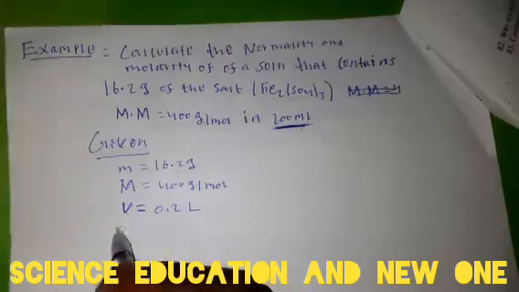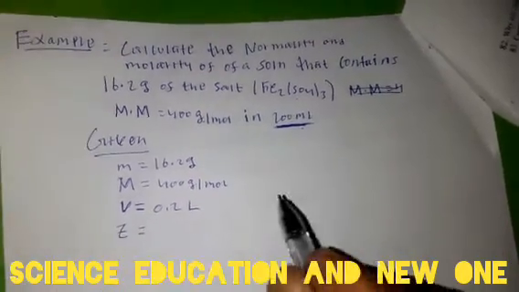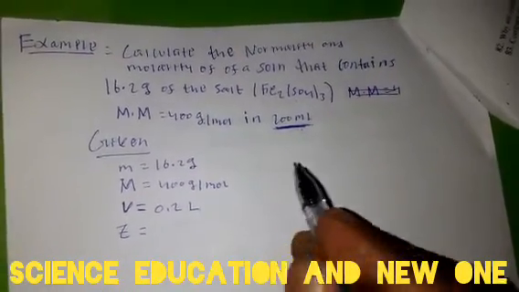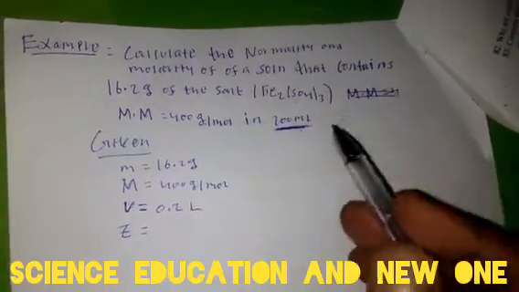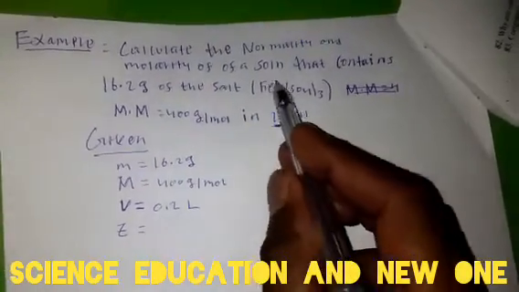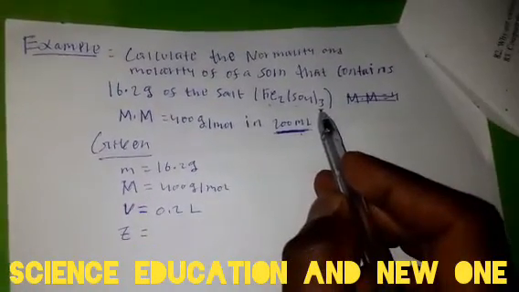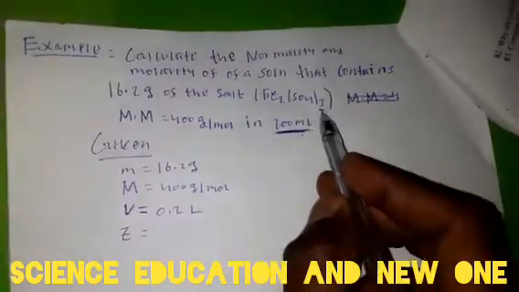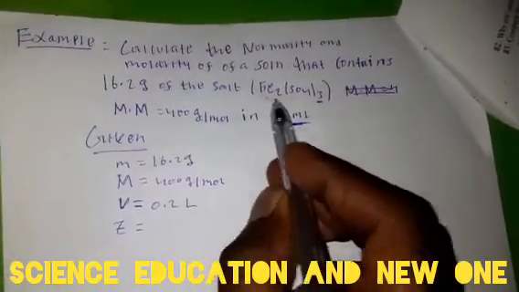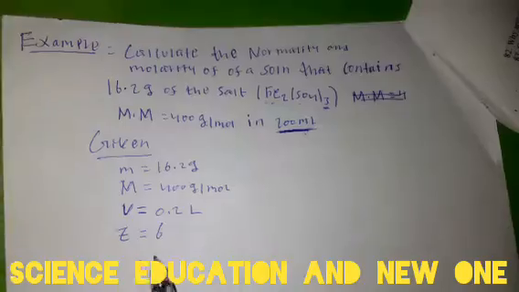And also we have Z. Z is positive valence. Here there are two irons, and the valence of one iron is 3. For two irons it is 6. Z is equals to 6.